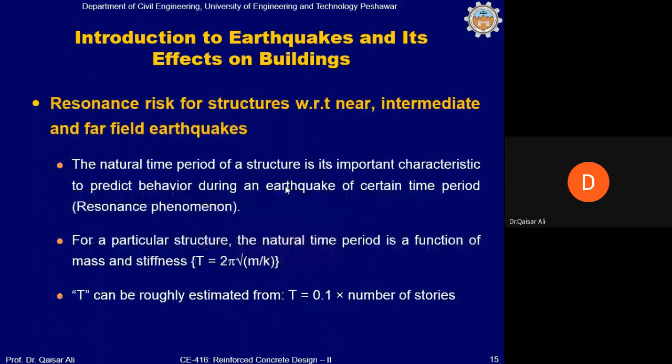What are the ranges of the structural time periods, and how is the match in frequency possible, and how will the resonance occur, and what will be the effect of this resonance on the structure? You know that the natural time period of a structure is an important characteristic to predict behavior during an earthquake of certain time period, which is called the resonance phenomenon. For a particular structure, the natural time period is a function of mass and stiffness. For a heavily loaded structure or a heavy weight structure with less stiffness, time period will be more. However, time period can also be roughly estimated as time period equals 0.1 times the number of stories for general structures.